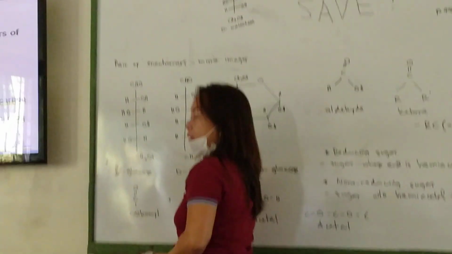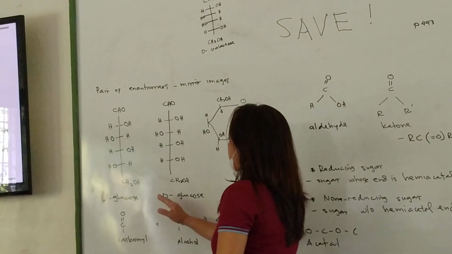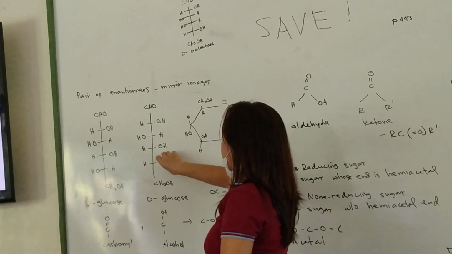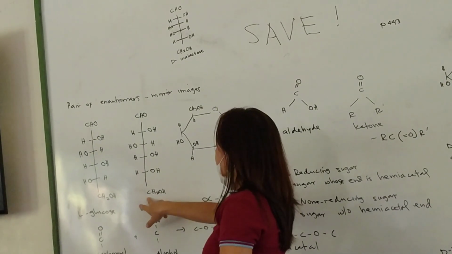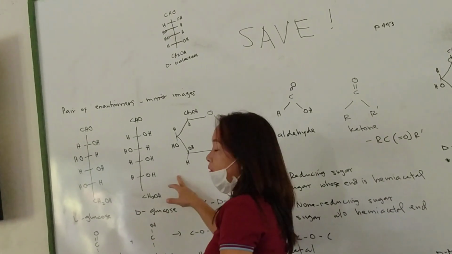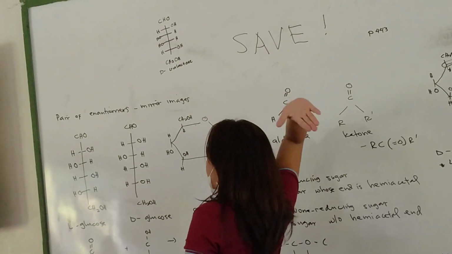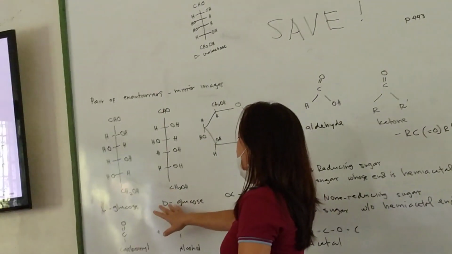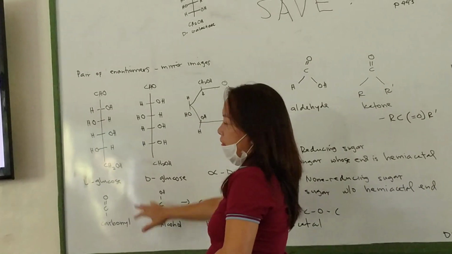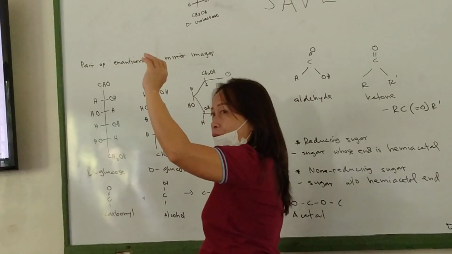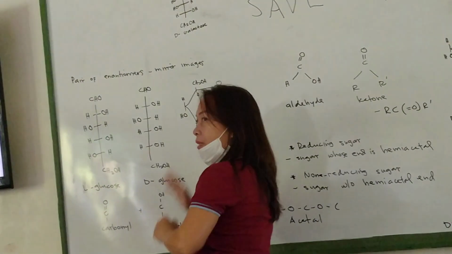Are you with me? Okay. So you have here the L-glucose. How about the other way around? If the OH is on the right, it is D-glucose. If the OH location is found on the right in the penultimate carbon, then you describe it as D-glucose. Again, it's easy to remember: L stands for left. The other way is D.